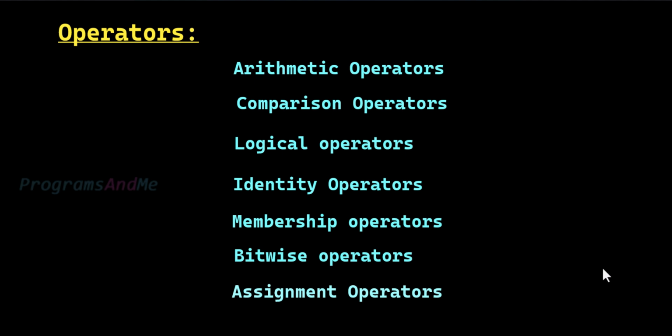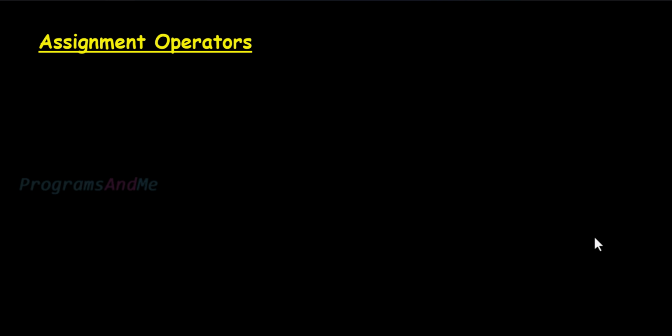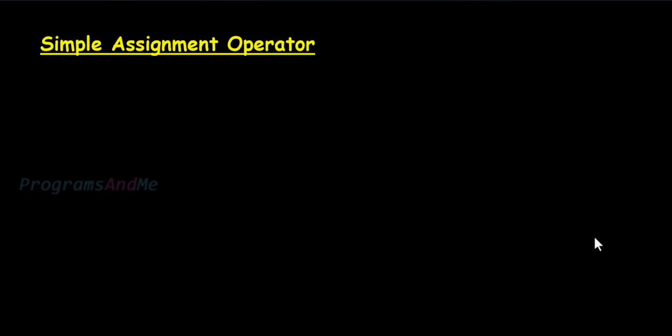We were discussing operators. Next, let's talk about assignment operators. Assignment operators are used to assign values to variables, and there are several types of assignment operators in Python that are used to perform different operations. The first operator is the simple assignment operator. The symbol used to represent this simple assignment operator is equals to.